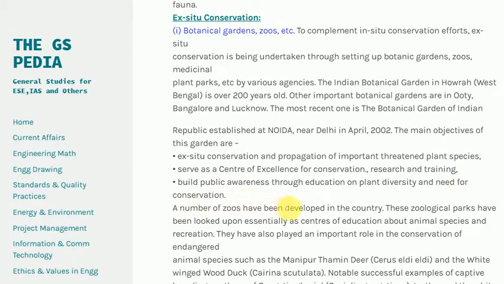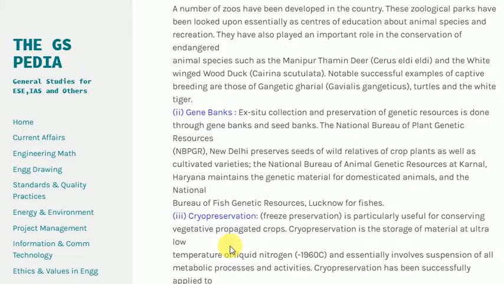A number of zoos have been developed in the country. These zoological parks have been looked upon essentially as centers of education about animal species and recreation. They have also played an important role in the conservation of endangered animal species such as the Manipur brow-antlered deer, Rucervus eldii eldii, and the white-winged wood duck, Cairina scutulata. Notable successful examples of captive breeding are those of the gangetic gharial, Gavialis gangeticus, turtles and the white tiger.